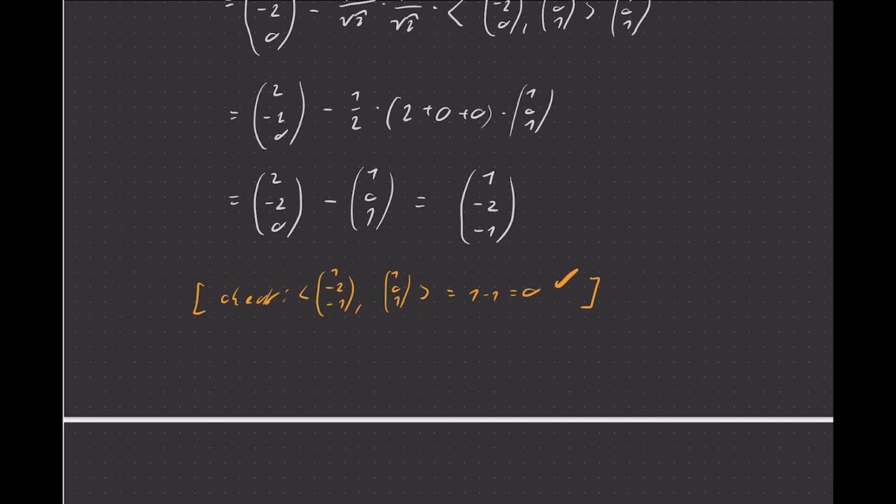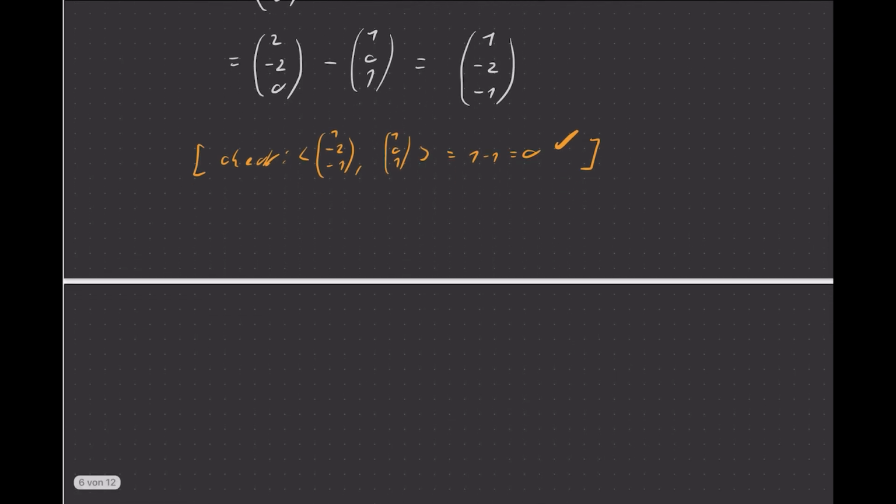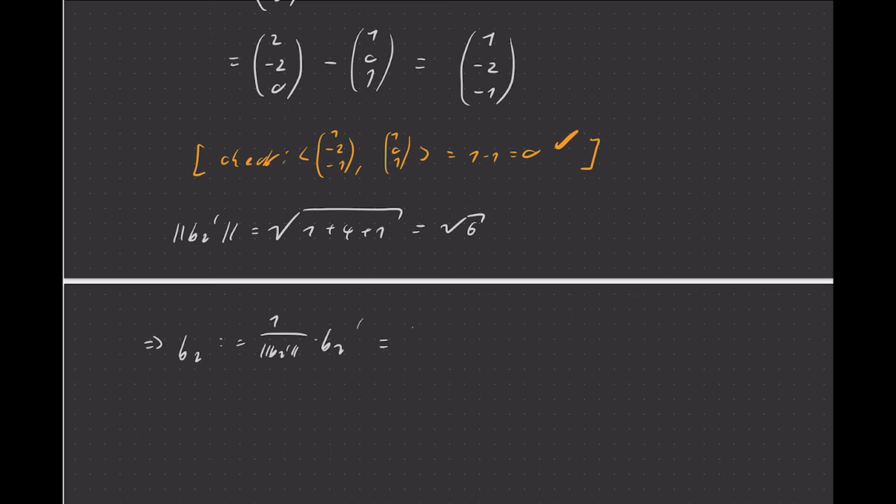Okay, we're still good. So next thing we do is we compute the norm of b2 prime. That is the square root of 1 plus 4 plus 1. So square root of 6. And that means b2 will be defined as 1 over the norm times b2 prime. So we have 1 over square root of 6 times (1, -2, -1). And that's our second basis vector.